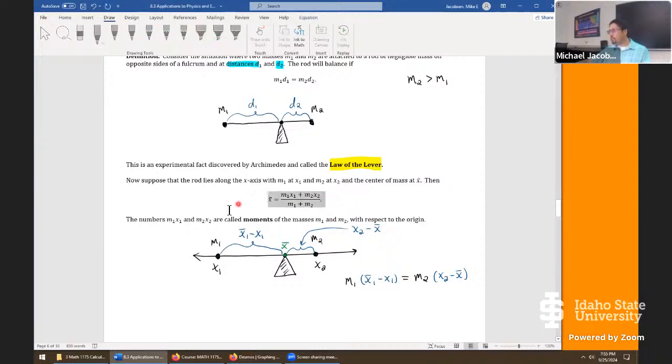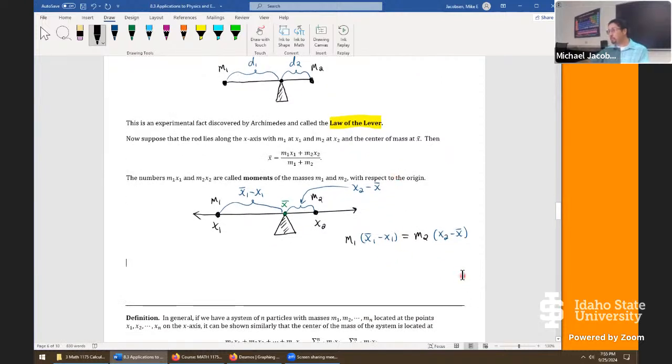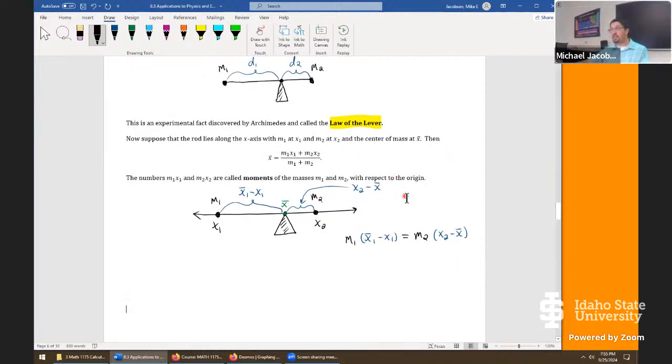My claim is we should get that formula. So let's see if the algebra is really working. The math is really mathing so far. The first thing we want to do in solving for x bar is distribute. So this will be mass 1 times x bar minus mass 1 times x1. Another set of distributions is mass 2 times x2 minus mass 2 times x bar.